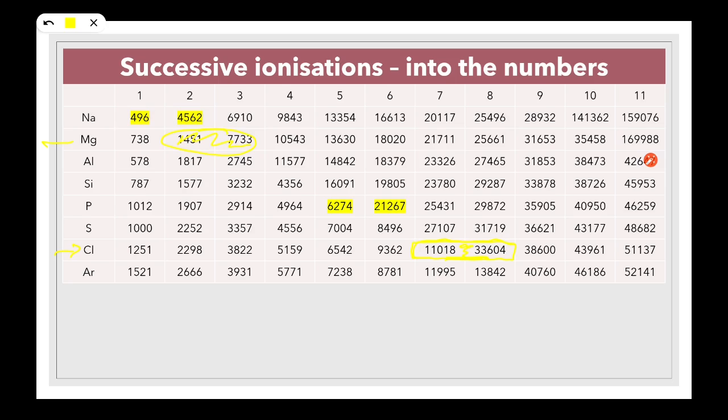So then we say, well, what group's chlorine in? Well, it's group 7. So this gives us the clue as to where in the periodic table this element appears, based on the successive ionisation data. So it's telling us where we're going to be removing that electron from.